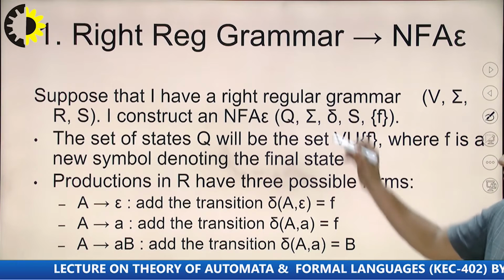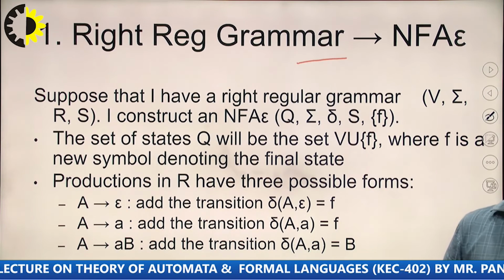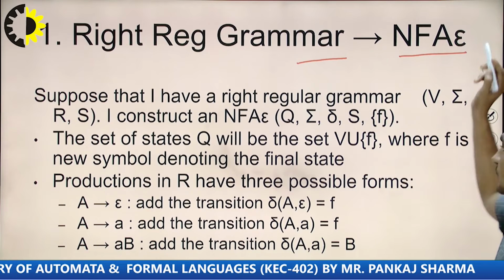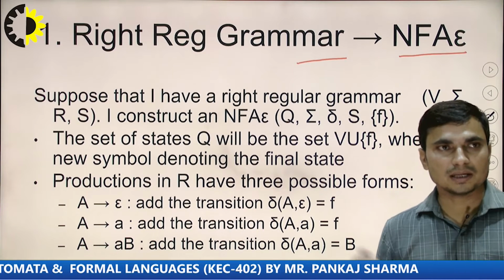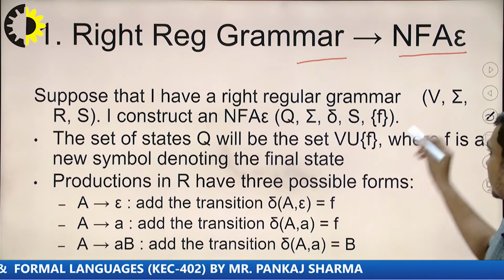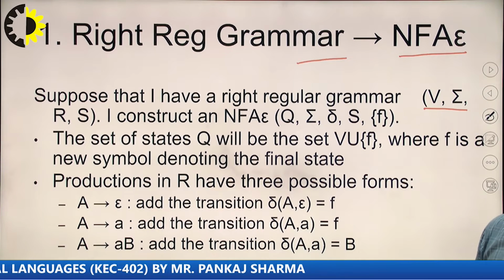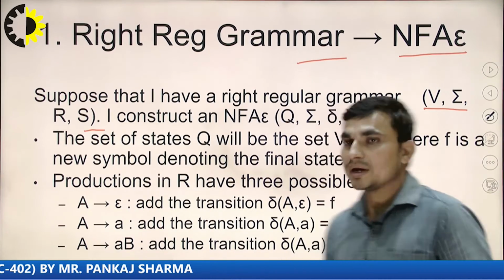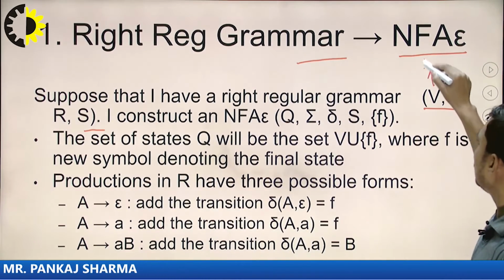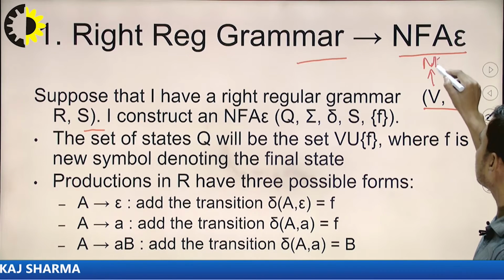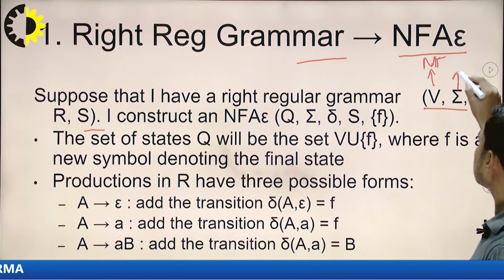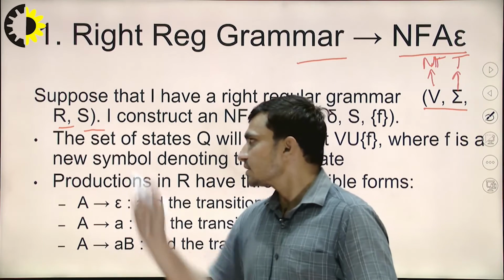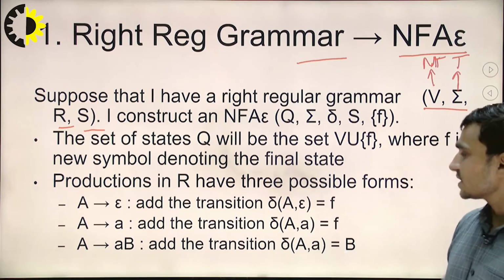Now, suppose we have a right regular grammar, and from that right regular grammar we are going to convert to an NFA with null moves, or NFA with epsilon. Suppose that the regular grammar is represented by V, sigma, R, S, where V is the set of non-terminals, sigma is the set of terminals, R represents the production rules, and S is the start symbol.